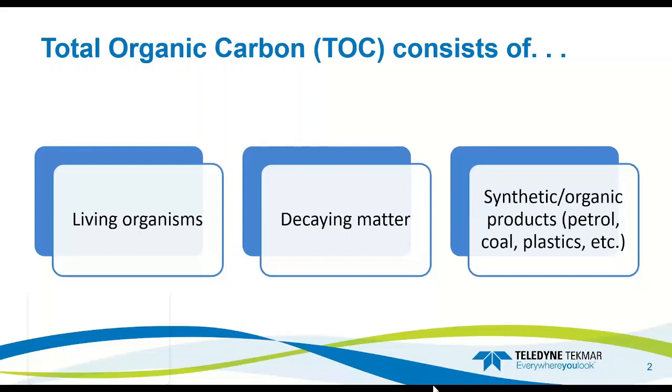Well, TOC consists of living organisms, decaying matter, even synthetic organic products, coal, plastics, and other items as we go through. But how does this balance out to what TOC means? TOC means total organic carbon. Well, if we remember our chemistry, there's a lot of different types of carbon out there. We have inorganic carbon, we have non-purgeable organic carbon. So how does this fit into the building blocks of what a TOC analyzer can truly measure?